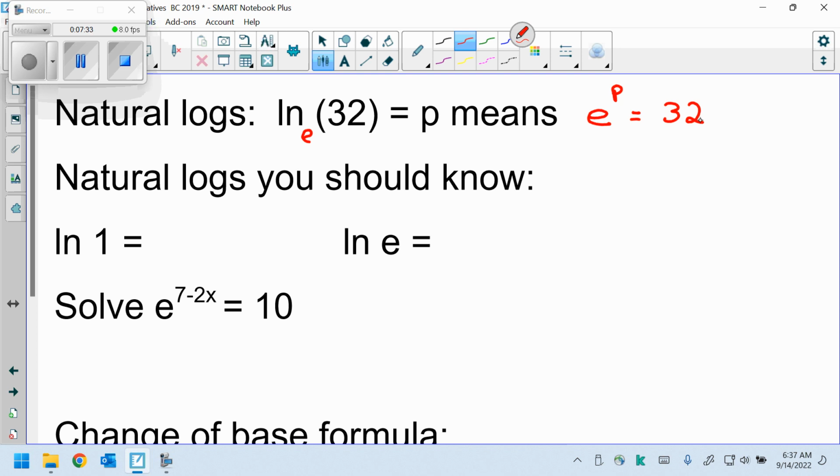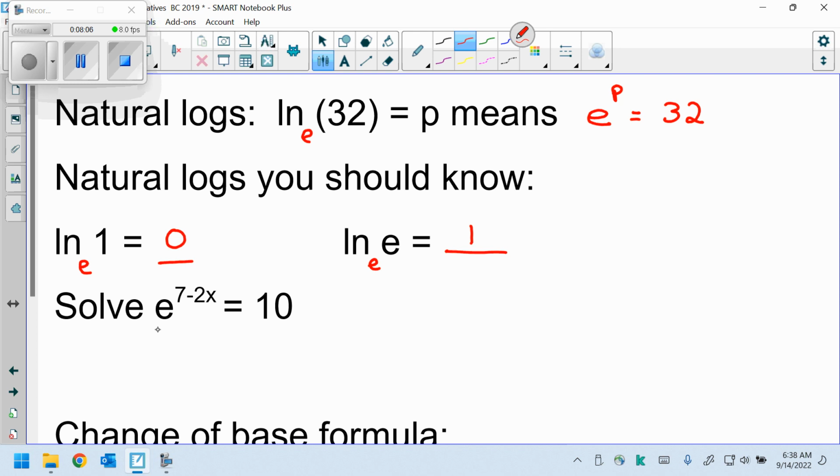So again, going back and forth between log form and exponential could be advantageous. Now what's the natural log of 1? In other words, e to the what is 1? Easy enough. E to the what is e? Those are natural logs we should know. Those are the only two that you really are going to be required to know.